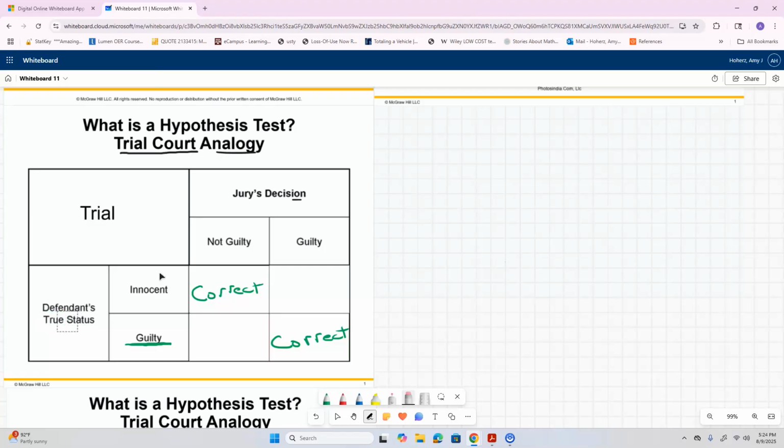And now let's talk about the other things that could happen. If a defendant is innocent and the jury comes back with a guilty verdict and says, we think this defendant is guilty, we think that the prosecutors had enough evidence to show that this defendant is guilty, but in fact, the true status was that they were innocent, then that is an error. That's a mistake.